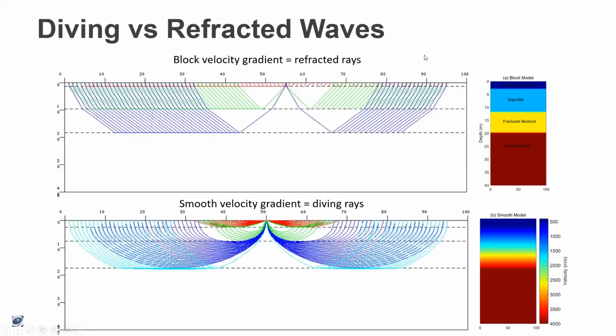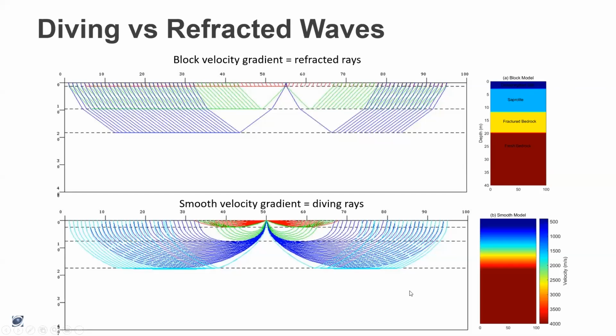I talked a lot about the concept of rays being refracted or traveling along a velocity interface. That requires a blocky model of the subsurface, a model in which we have discrete layers, like disaggregated soil, saprolite, fractured bedrock, discrete layers with discrete velocities and no transition between them. Simply, it steps from one velocity to another. In these situations, the rays will travel down. They'll either travel along the velocity interface or get bent by the velocity interface and travel along on the lower interface.